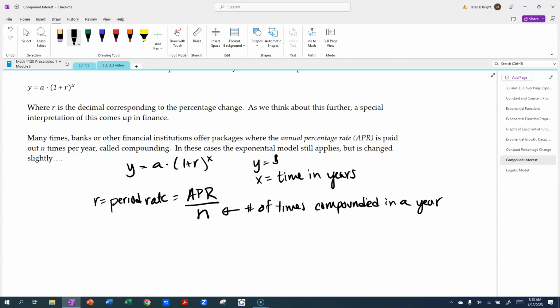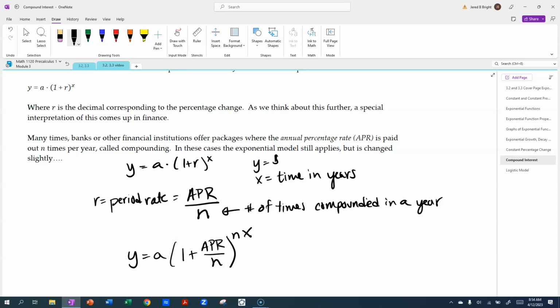When we look at our compounding equation, our equation to determine the amount or the value of a financial investment at a certain time in the future, you would still have 1 plus R, which is the APR over N. So the annual percentage rate divided by the number of times it's compounded. And the only other change is in the exponent. It becomes N times X.